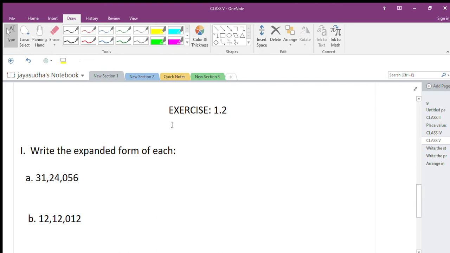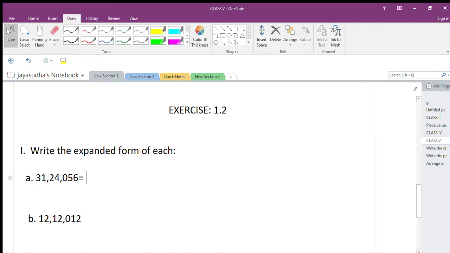Listen children, now move on to exercise 1.2. Write the expanded form of each. Write the expanded form. Already you know very well, it is very easy to write. You are all experts in writing the expanded form. Now move on to the answer, children.